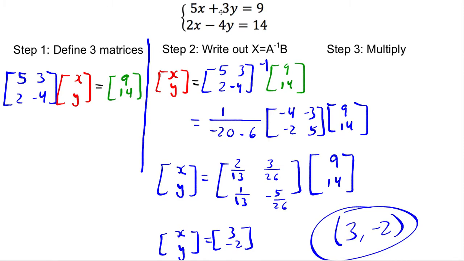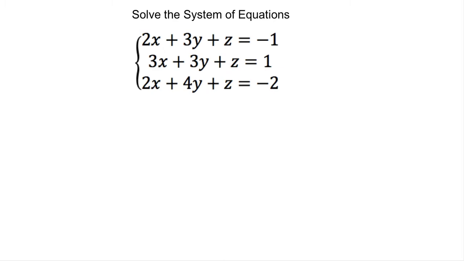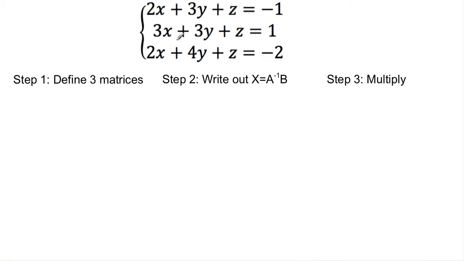Now, I know some of you might think, well, it would probably be quicker for me to use substitution or elimination here. So instead, what we could do is apply it to the problem like this, where now we have 3 variables, 3 equations. If you want to use substitution or elimination, that's fine, but setting it up this way is actually a lot easier. So first we have our matrix of coefficients, which is going to be 2, 3, 1, 3, 3, 1, and then 2, 4, 1.